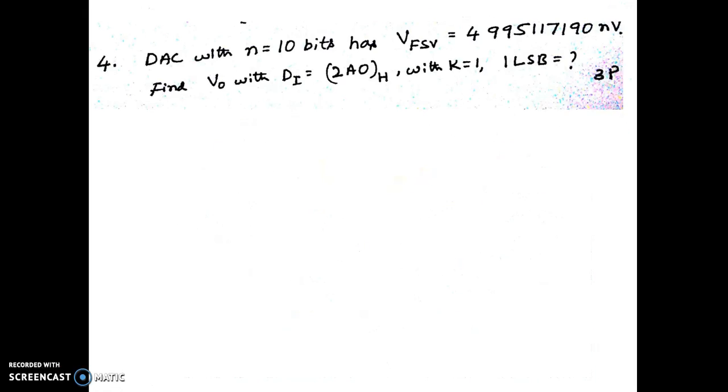A DAC with n equal to 10 bits has a full scale voltage V of a very large nano voltage, and you are asked to find what is V0 if the digital input is 2A0H, that is a hexadecimal value. Let us assume K is equal to 1, and we are supposed to find 1 LSB.